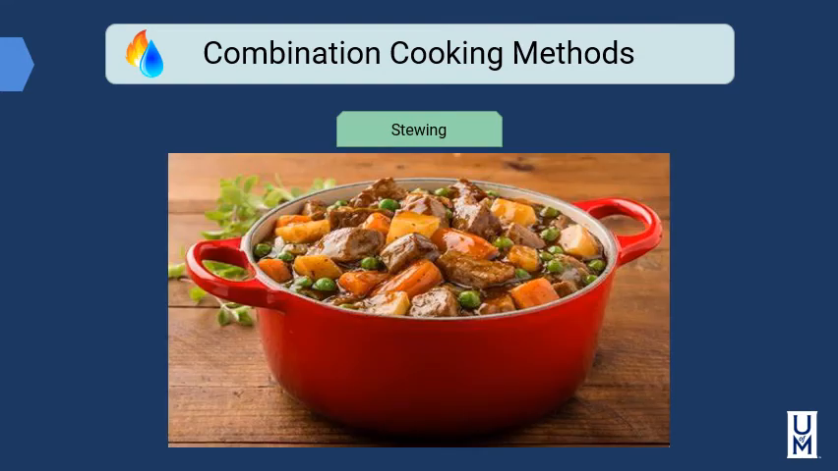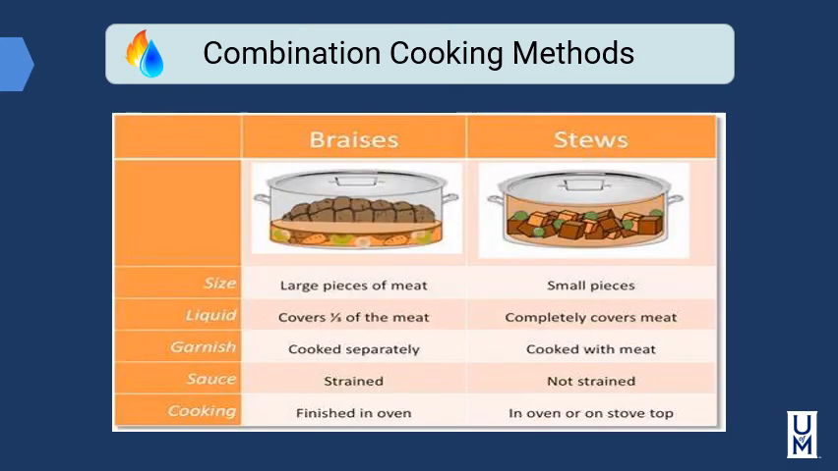Stewing is the other combination cooking method, and it is used in many different things, from a nice beef stew to a chili con carne. These are all examples of stews. The biggest difference between stewing and braising is that braising uses large pieces of meat, where stewing uses small pieces of meat.